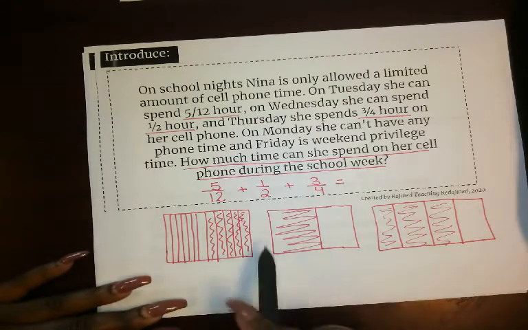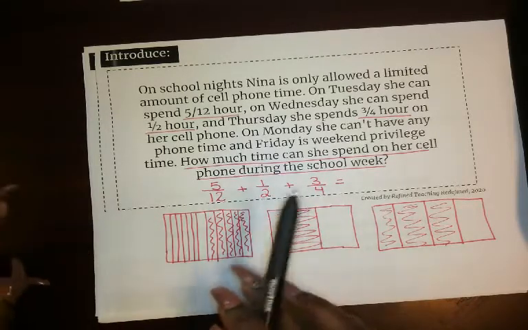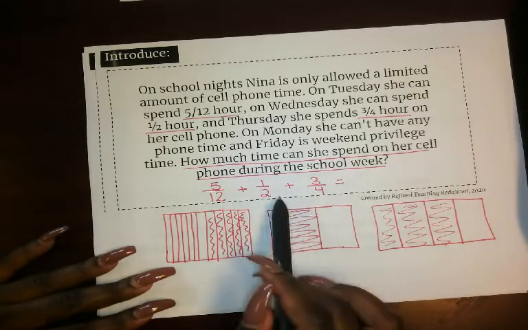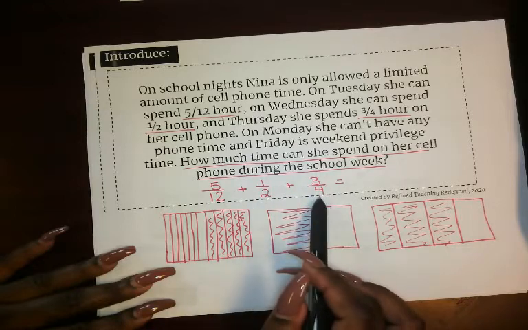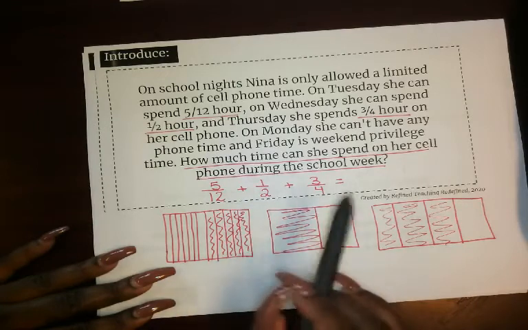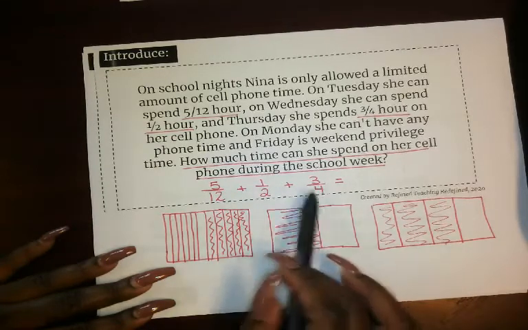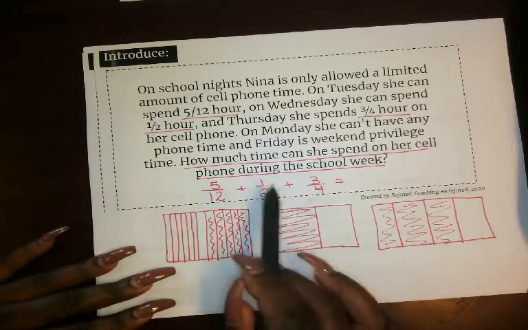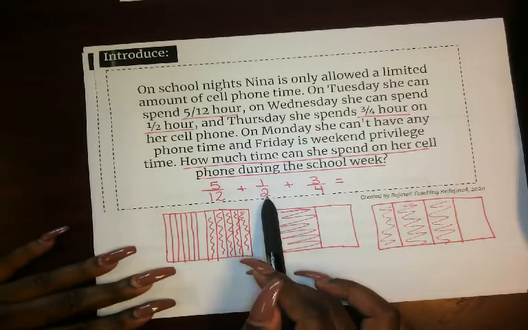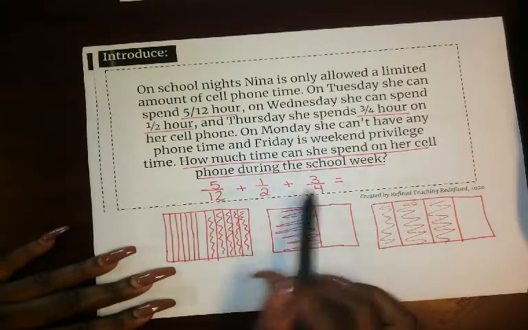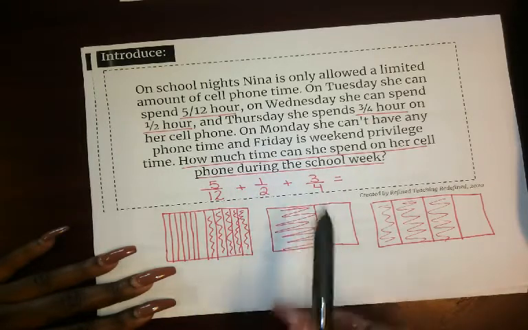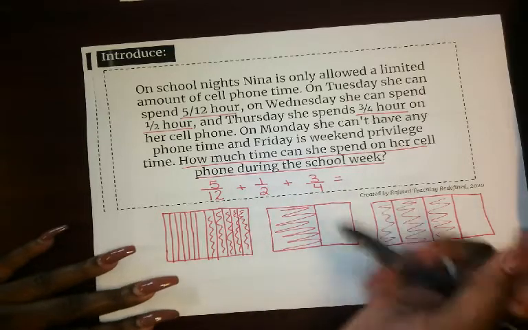So in this case, I have to look at 3 different denominators: 12ths, halves, and fourths. And I know that I can make halves into fourths, but I can't make 12ths into fourths. And I also know I can make fourths into 12ths, but I can't make fourths into halves. So we're going to look and see, is there anything we can do? And I know that halves can be made into 12ths, and I know fourths can be made into 12ths. So that's what I'm going to do, is I'm going to take these two fractions, the half and the 3/4, and change them into 12ths.